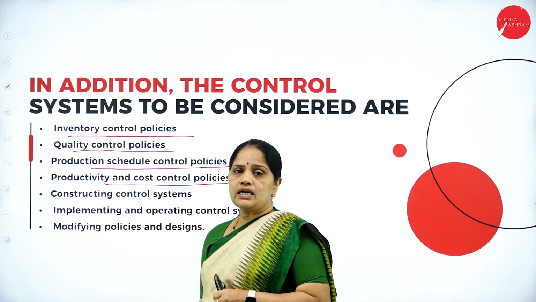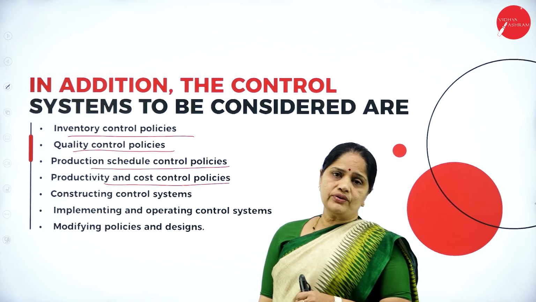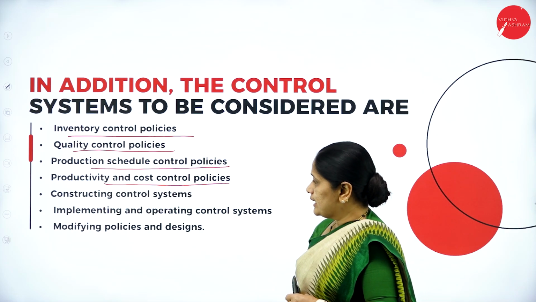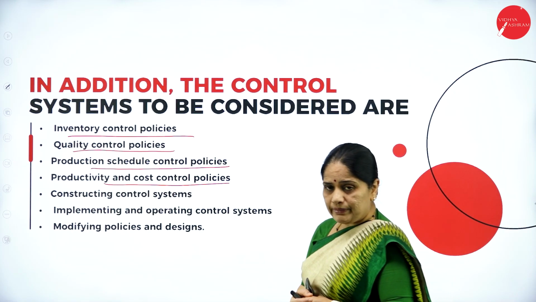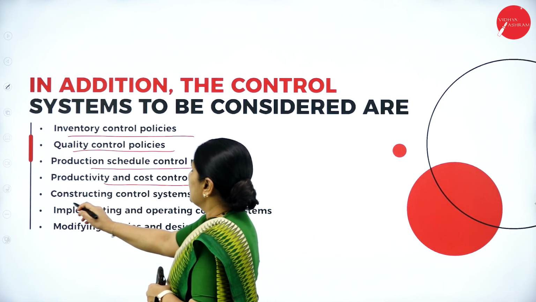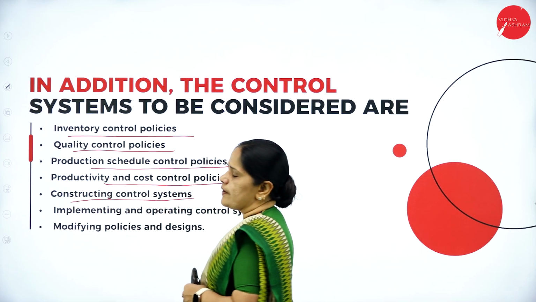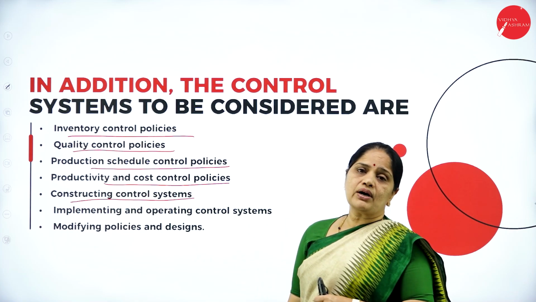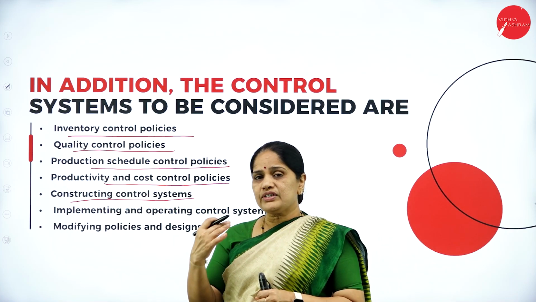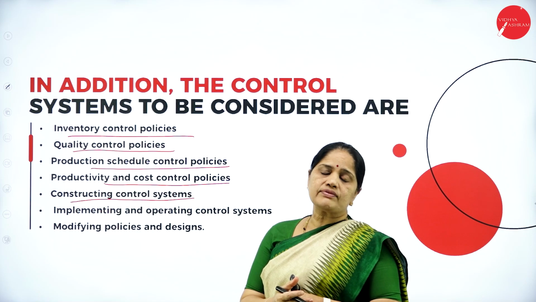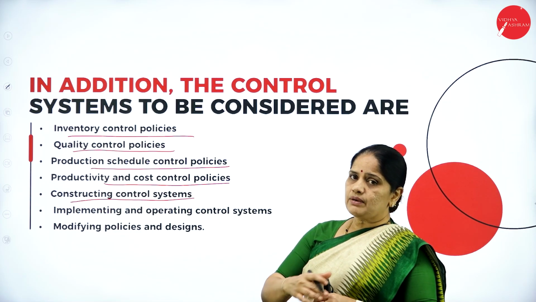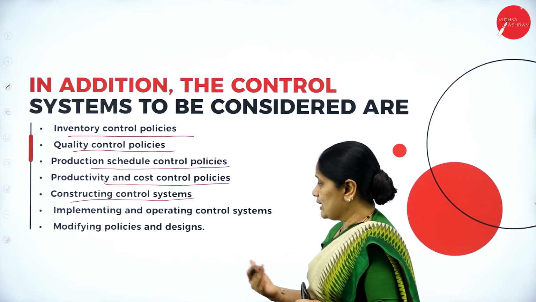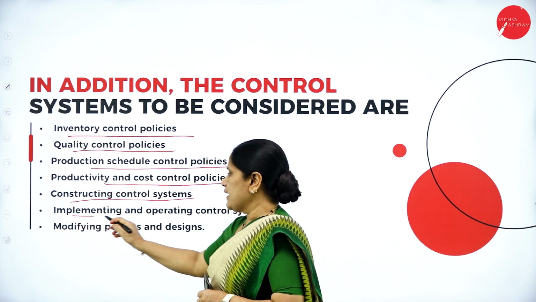Productivity and cost control means how do you go about the quality and quantity of the product, and also what are the various cost control measures which are involved. Constructing the control system: how do you go about having a control system within the production process itself? At what stages you need inspection and at what stages the product will just pass like that only. So all this we have to decide.